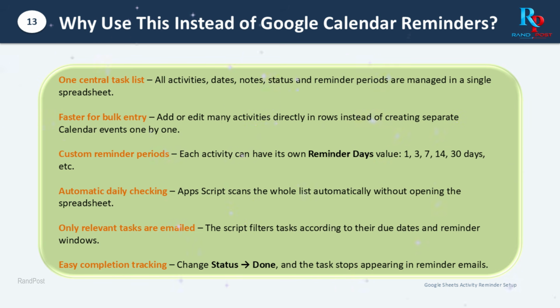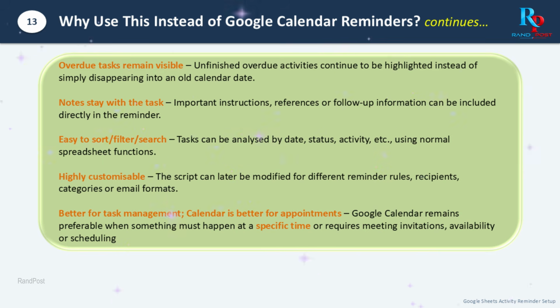Automatic daily checking. Apps Script scans the whole list automatically without opening the spreadsheet. Only relevant tasks are emailed. The script filters tasks according to their due dates and reminder windows. Easy completion tracking. Change status to done, and the task stops appearing in reminder emails. Overdue tasks remain visible. Unfinished overdue activities continue to be highlighted instead of simply disappearing into an old calendar date.